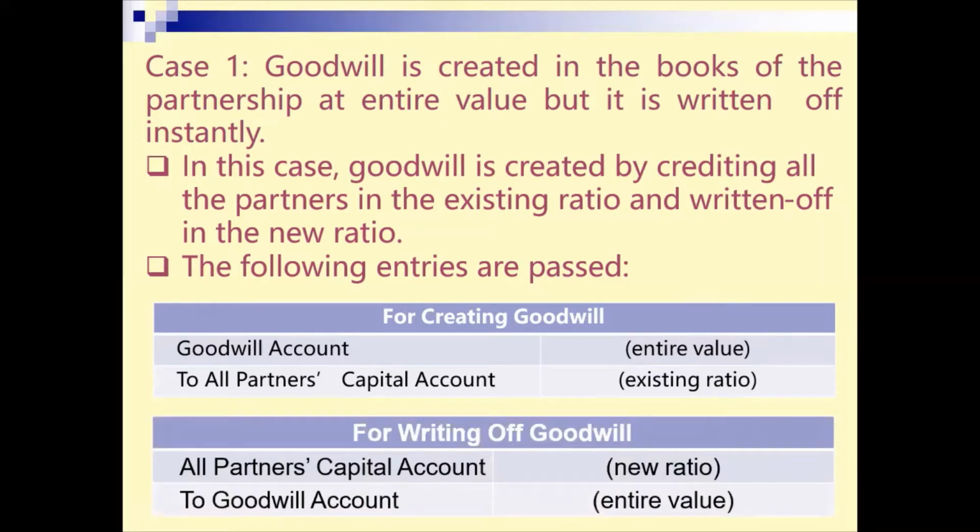Goodwill is written off in the account of all partners who are existing in that business using the new profit sharing ratio. Therefore, all partners' capital accounts will be debited with their share of goodwill based on the new profit sharing ratio. And then to the goodwill account, credit the entire value of goodwill. The goodwill which was created is now written off by crediting. That is the first scenario, where goodwill account is created but then written off.